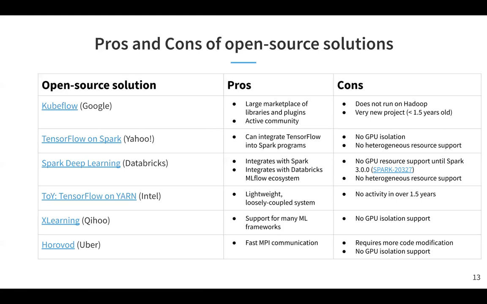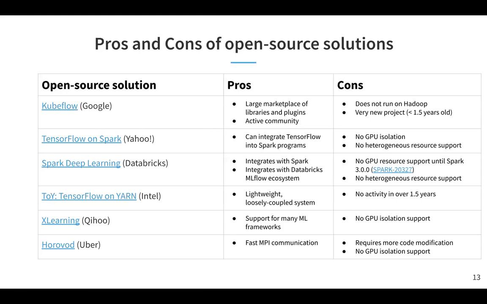The other one is Spark Deep Learning. It is similar to TensorFlow on Spark. The next one is Toy from Intel. This is also TensorFlow on YARN, and it's pretty lightweight and loosely coupled, but there has been no activity for the past year and a half. That's why we also could not choose this one. The other one is XLearning from Qihoo. This one is similar to the previous one, but it has no GPU acceleration support.